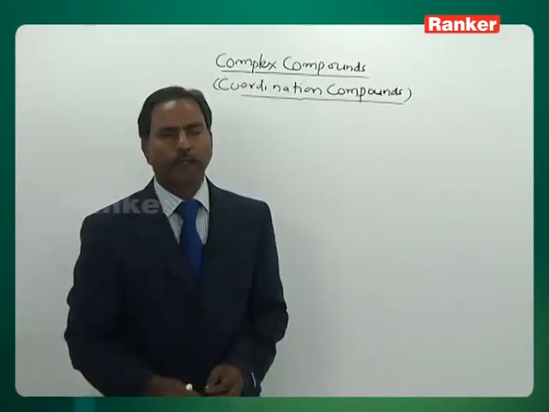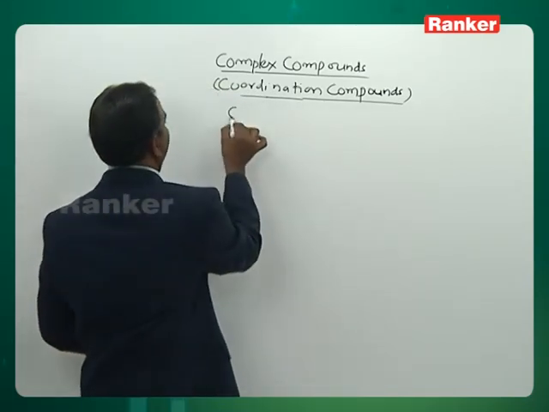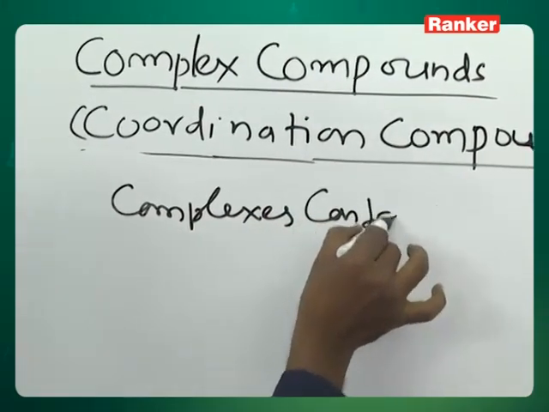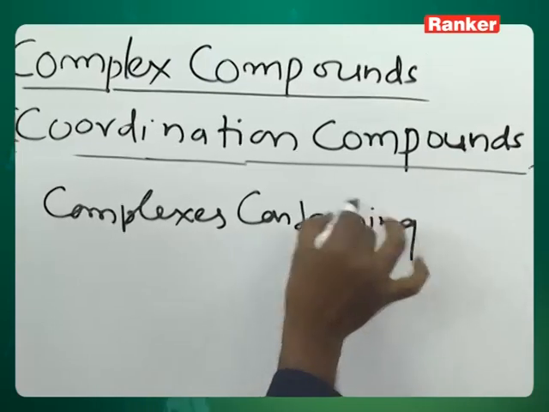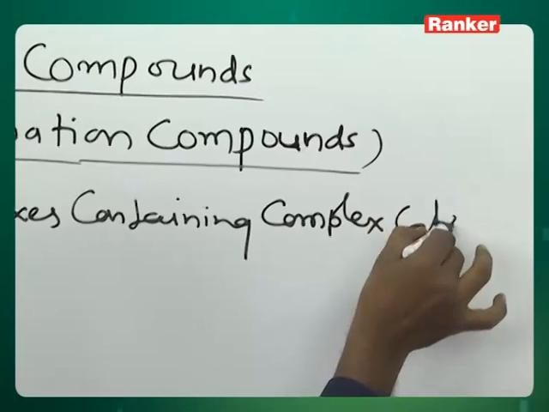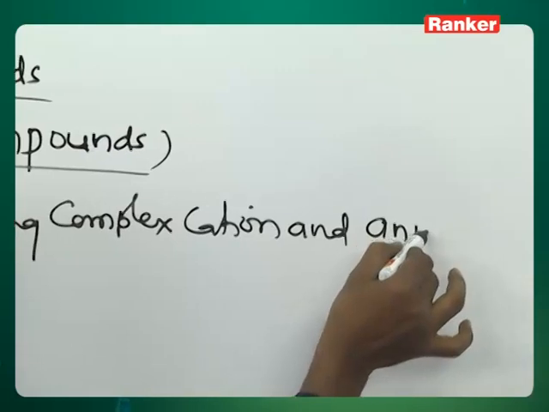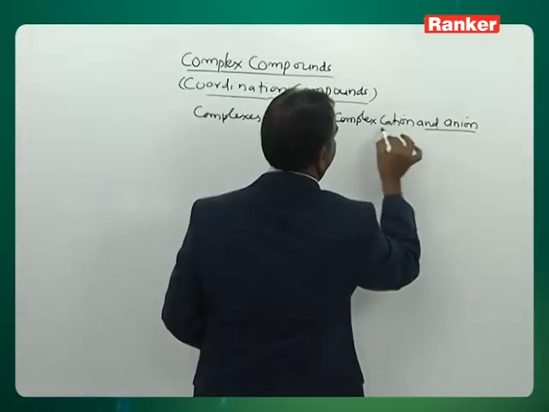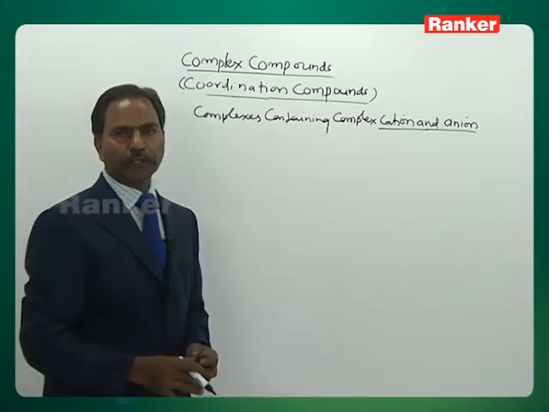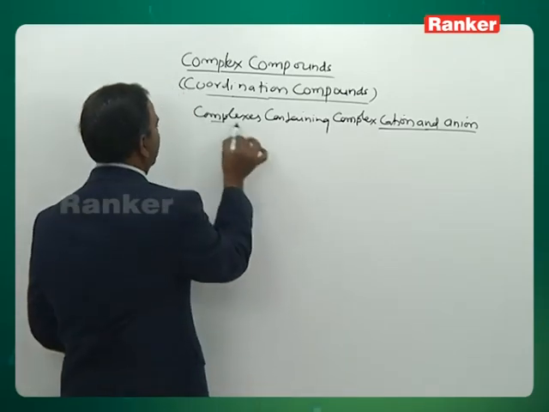Let me show. Next, we see the complexes containing complex cation and anion. Complex cation and anion means what? In some of the complexes there will be two neighboring coordination spheres. One represents the cation, the other represents the anion. Now I am giving a simple complex in this.